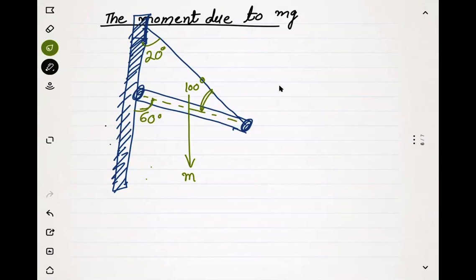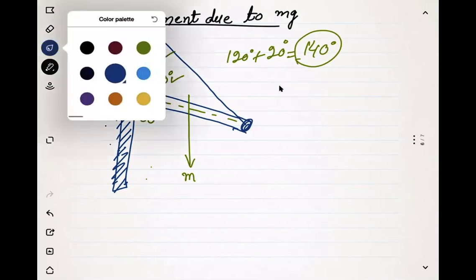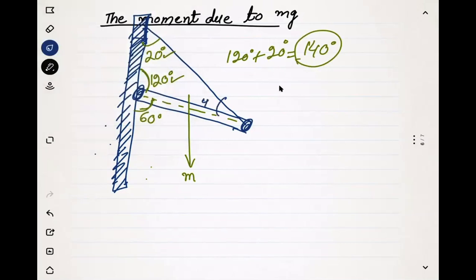So no, in fact this angle is not 100 degrees. This angle would be, it is 60, it would be 120. Then 120 plus 20 becomes 140. So if these two angles make a sum of 140, the third angle is 40 degrees. The reason being the sum of angles of a triangle is 180.